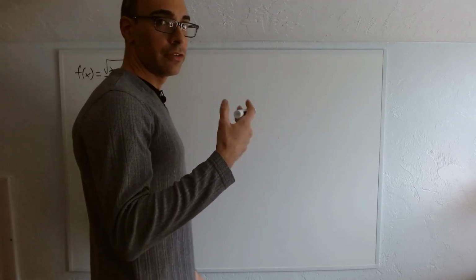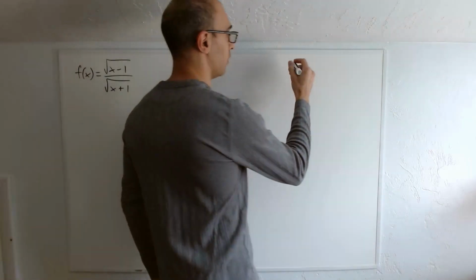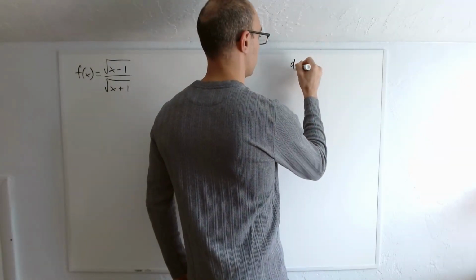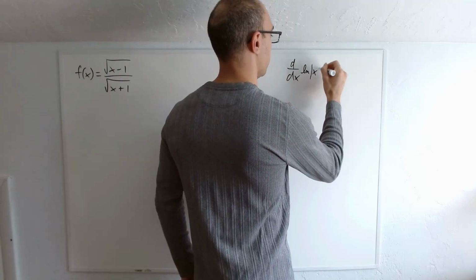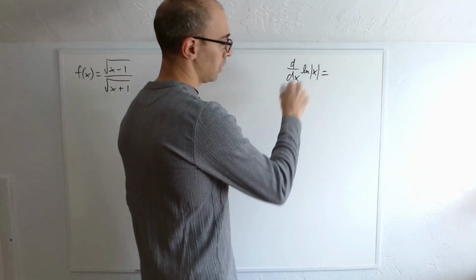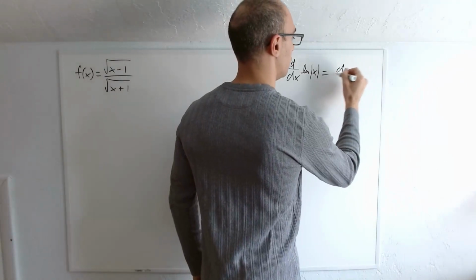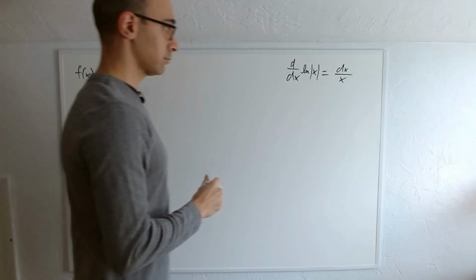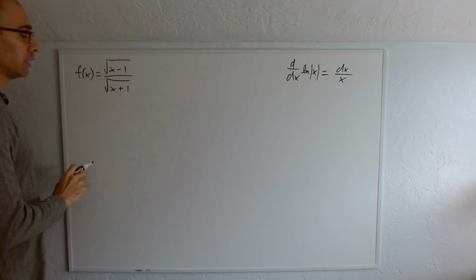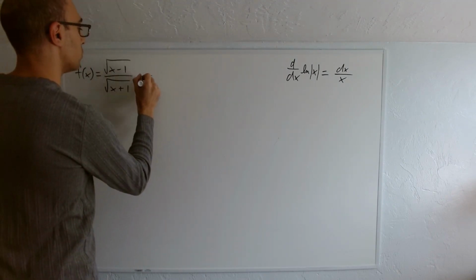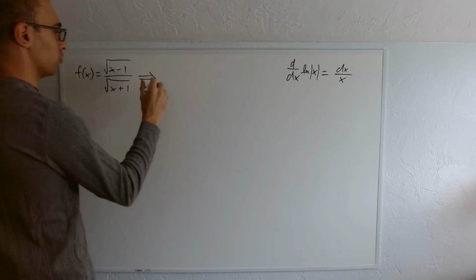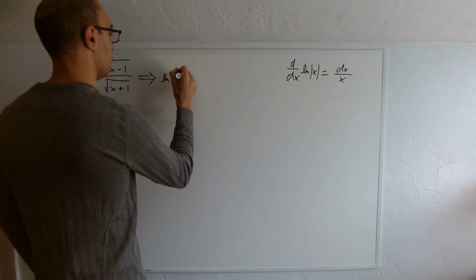Just to remind ourselves, how do we take the derivative of a natural logarithm? Let's suppose you have natural log of x. Taking the derivative, you just get dx over x. So let's go ahead and use that method for solving this. What we do is we take the natural log of both sides. So we're going to have natural log of f.